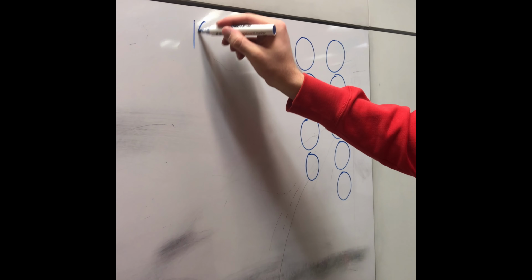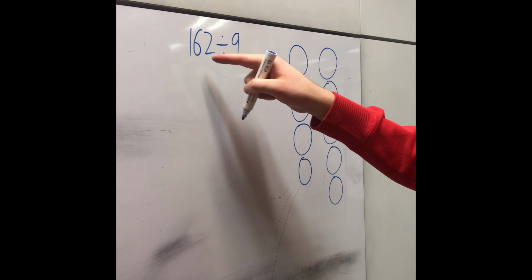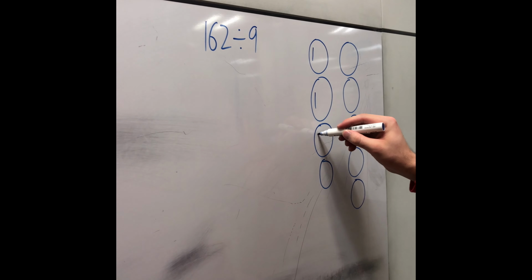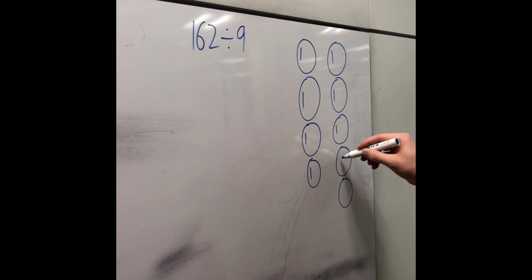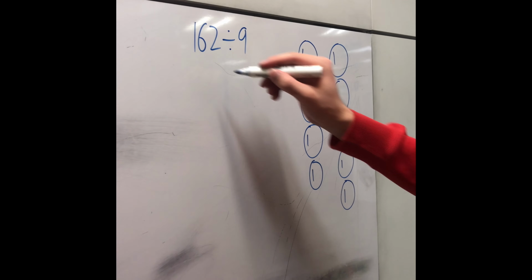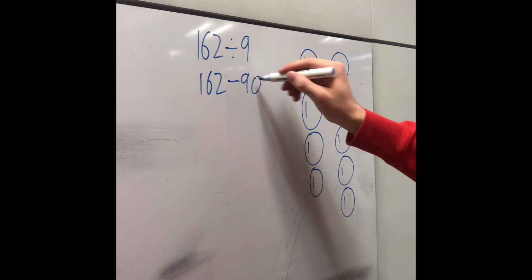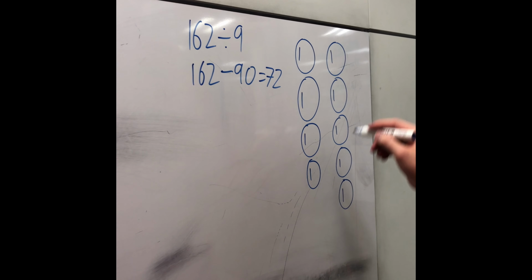Alrighty, so next we're going to look at this in a pictorial setting. Similar to last time, I'm going to distribute a 10 in each of my circles to represent the 9 that I'm dividing by. So we've got those little rods there that represent 10. Therefore, I've taken away 90, as you can see there. My final answer after that is 72.